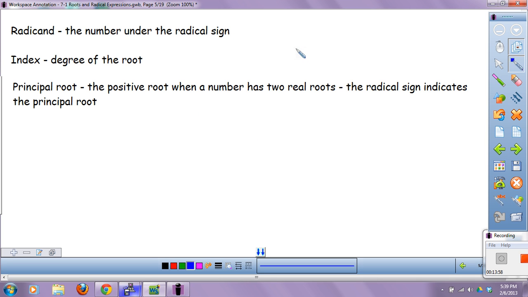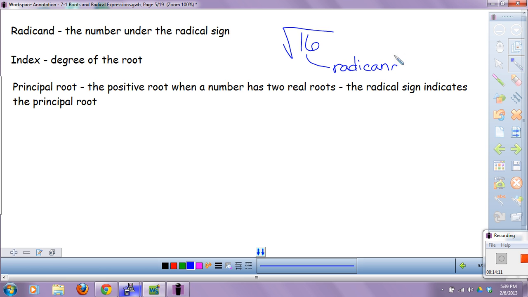Let's take the square root of 16, for instance. This 16 is what you call your radicand. What's under the radical? It has a name. It's called the radicand. So that's the number under the radical sign. This, of course, we call the radical sign. And I'm going to change this from the square root to the fourth root. So you call that the index. If I had left it as the square root, your index would be 2, but since it's the fourth root, your index is 4.